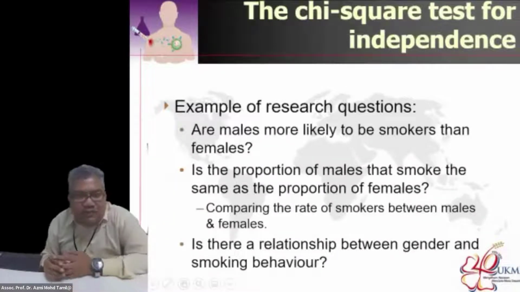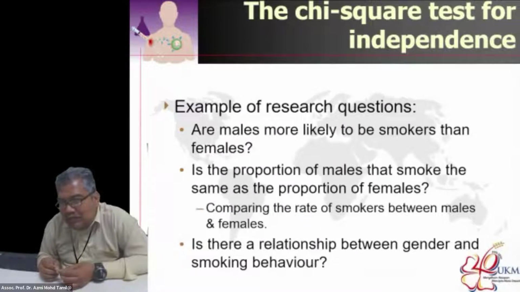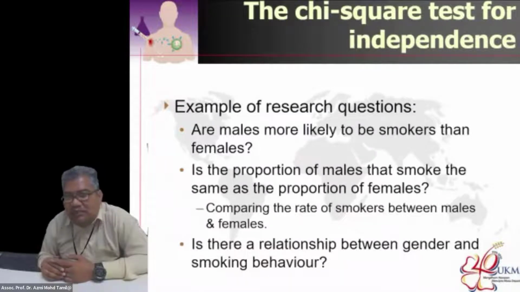Examples of questions that could be asked in research. One of you was asking, can it be phrased differently? Yes, it can be phrased differently. For example, the study is trying to see whether males are more likely to be smokers than females. Therefore, the question is: is the proportion of males that smoke the same as the proportion of females? You are comparing the rate of smokers between males and females. Or you can phrase it as, is there a relationship between gender and smoking behavior?